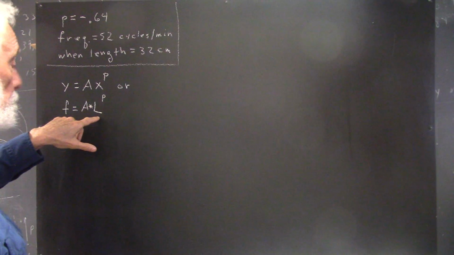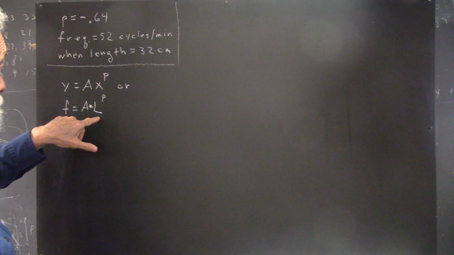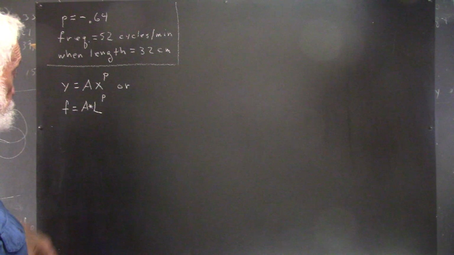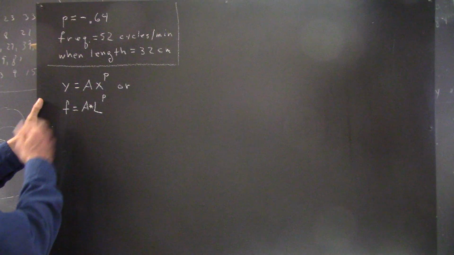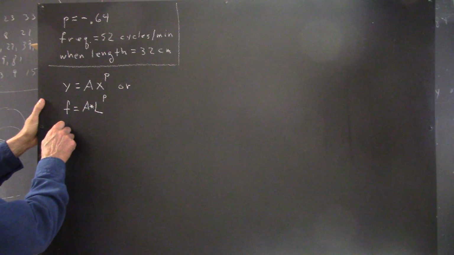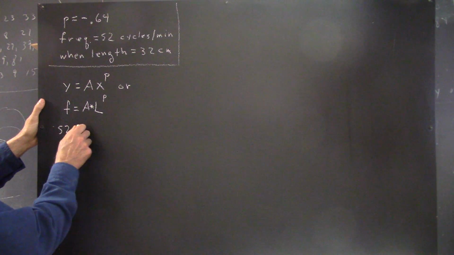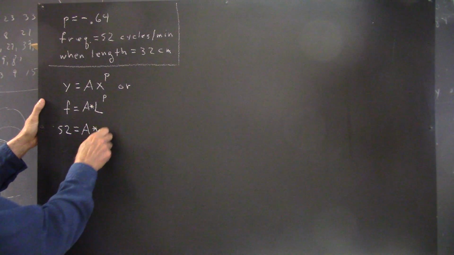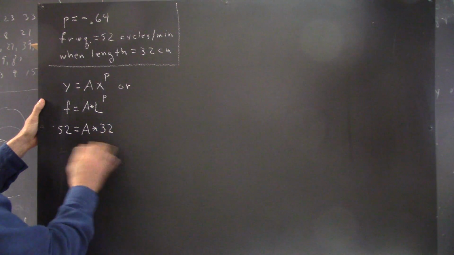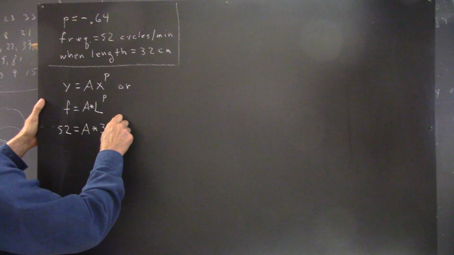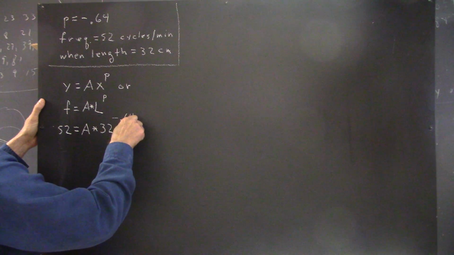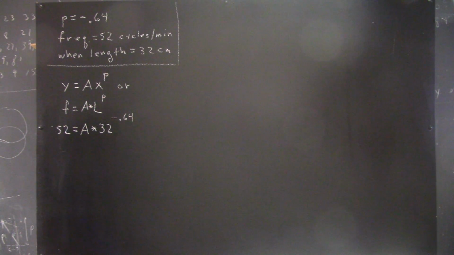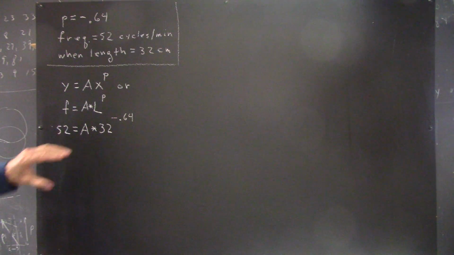Length of 32 centimeters, we'd want to put the 32 centimeters in for the L, meaning that the centimeter unit would be raised to whatever the power P is. Well, we know what the power is, so the frequency is 52, meaning 52 cycles per second. We don't know what A is. We do know that L is 32 centimeters, which we'll represent with just the number 32, and P is negative 0.64.